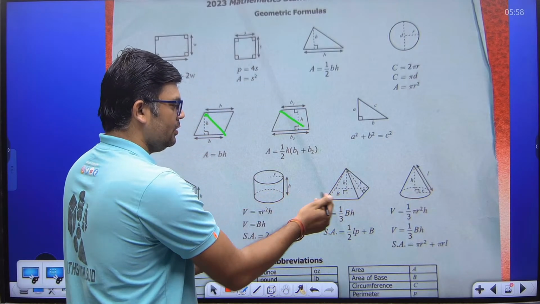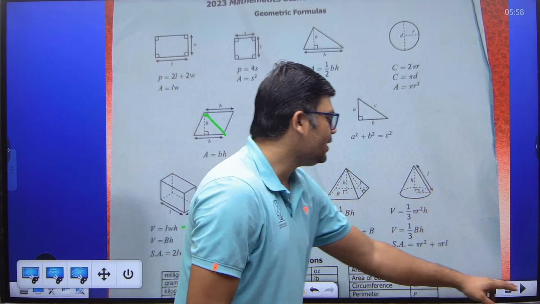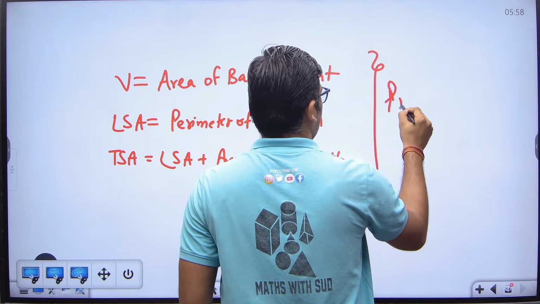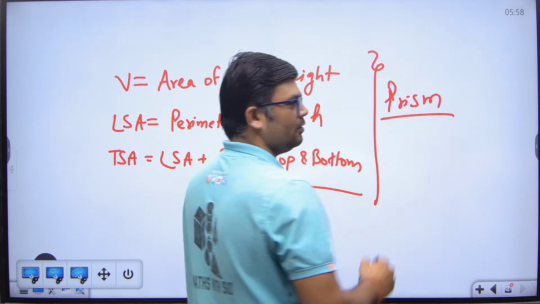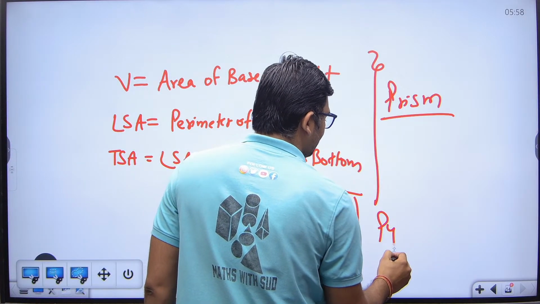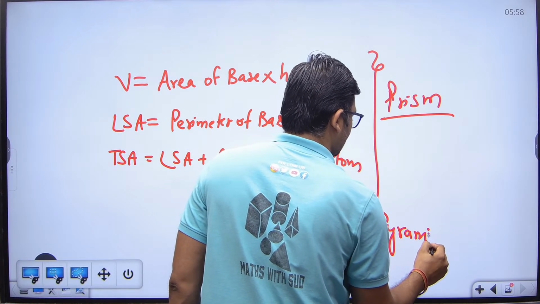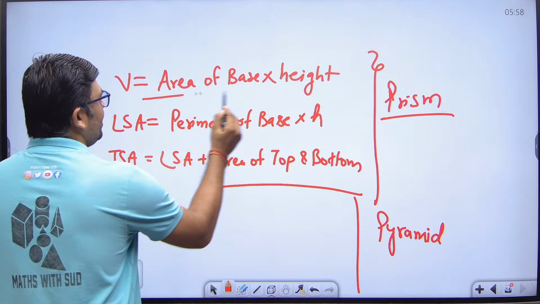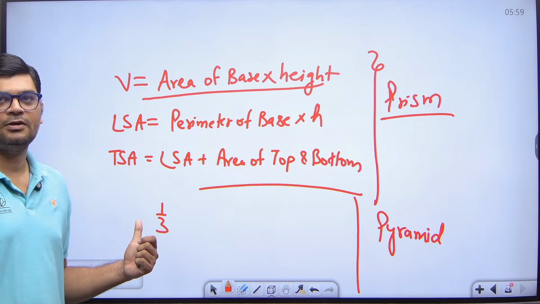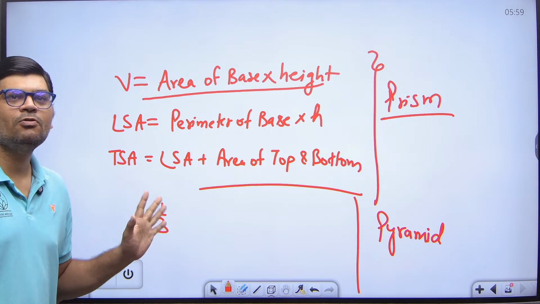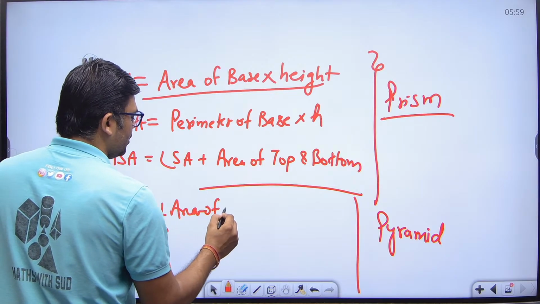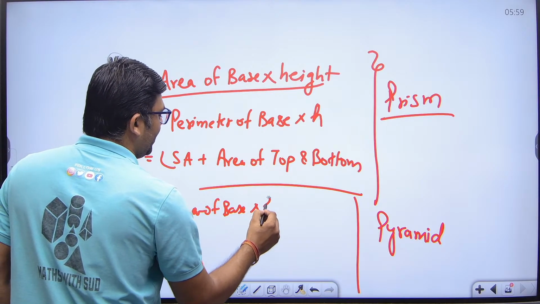Now coming to this. This formula is used only in case of prism. Then you have a shape known as pyramid as well. In the pyramid, the same formula will be there just with the multiplication of factor 1 by 3. This is the only difference. So 1 by 3 into area of base multiplied by height.